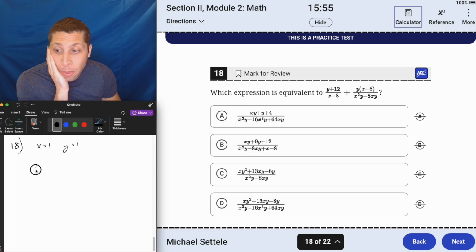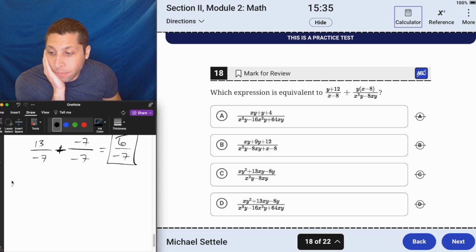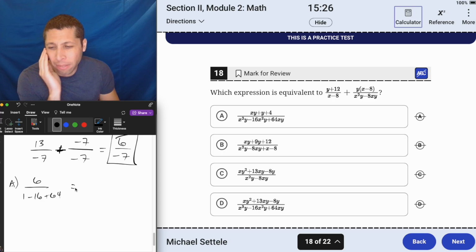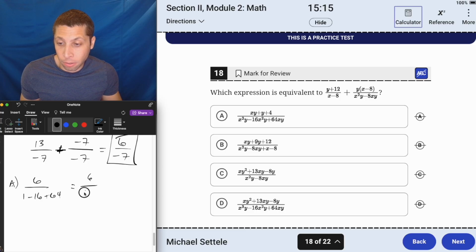Let's see what happens. So this would be 13 over negative 7 is equal to, or plus 1 times negative, okay, so that's negative 7 over 1 minus 8 is negative 7. So 13 minus 7 is 6 over negative 7. So that's my answer. Let's see if we get it. A, 1 plus 1 plus 4 is 6 over 1 minus 16 plus 64. 1 minus 16 plus 64 is 49. So this is 6 over 49.